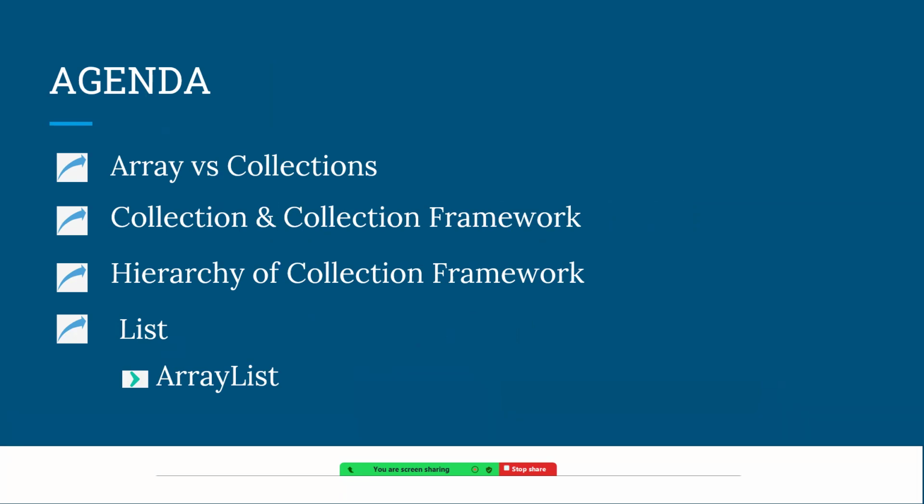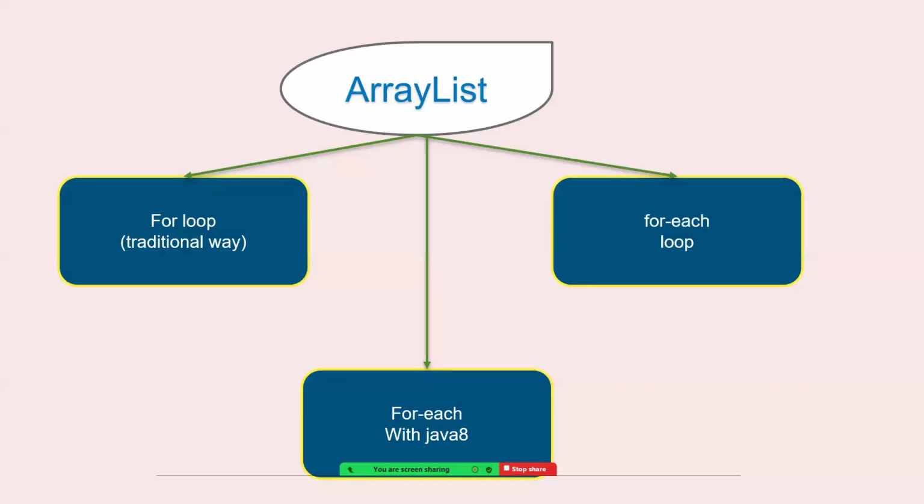So what we'll do, guys, in this class, is understand how we can iterate using the ArrayList. That means once we have stored the list of items, how we can display them individually. In this session, we'll understand this using three ways. The first one is the traditional way, that is the for loop. The second one is the for each loop. And additional to that, we'll understand for each with Java 8 features. So in today's session, we'll be understanding these three things.